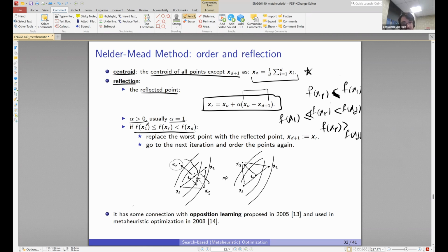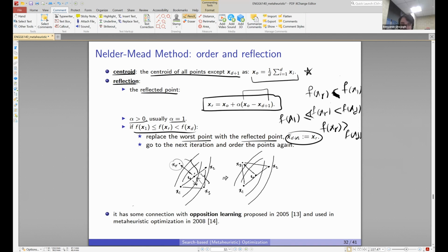So if f of xr is between the best and the worst corner, then replace the worst point with the reflected point. Why do we do that? What does this case mean? It means that xr is worse than x1, but it's better than x2. We know that x2 is better than x3. Therefore, as xr is better than x2, it's better than x3 also. So let's replace x3 with xr. Replace the worst corner with the reflected point.